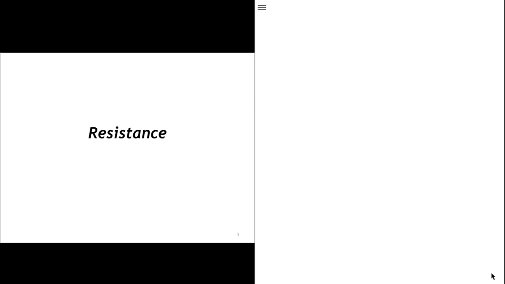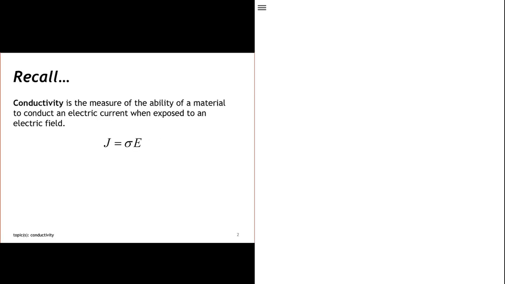Today, let's talk about electrical resistance. In our recent lectures, we've talked about a property of conductors called conductivity. Now remember, conductivity is the measure of the ability of a material to conduct an electric current when exposed to an electric field.